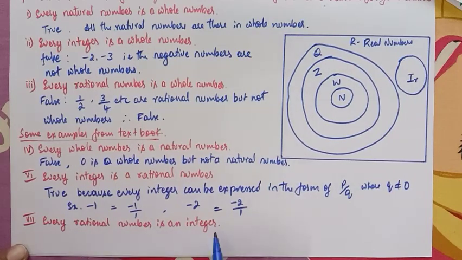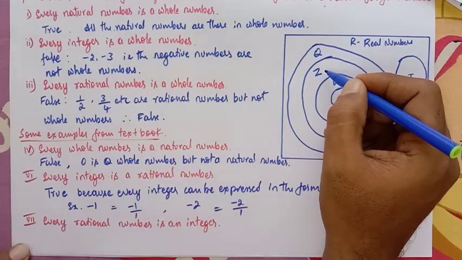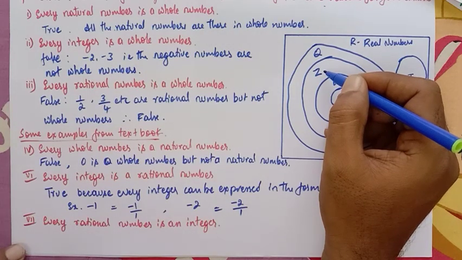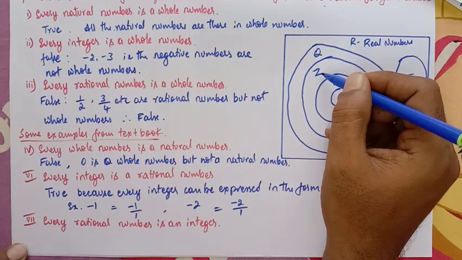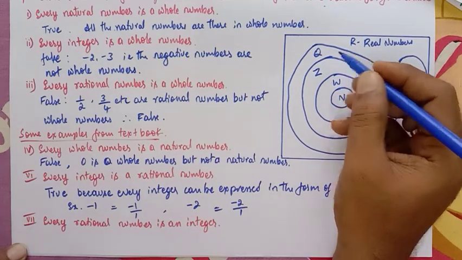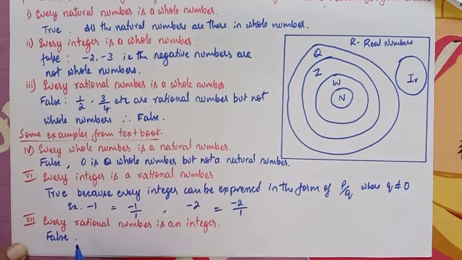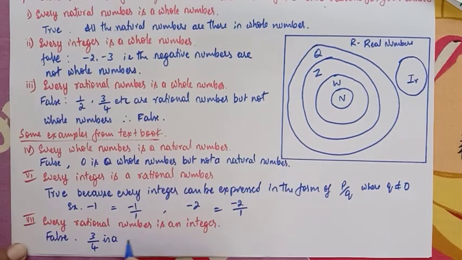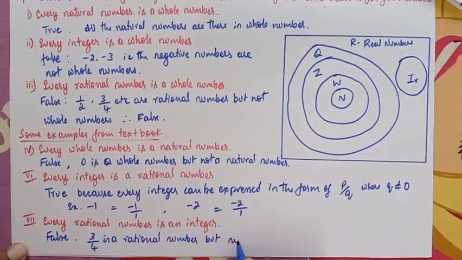Every rational number is an integer. This is false. But every integer is a rational number. The reverse is true, but here false. 3/4 is a rational number, but not an integer.